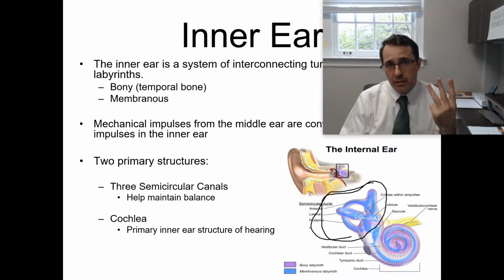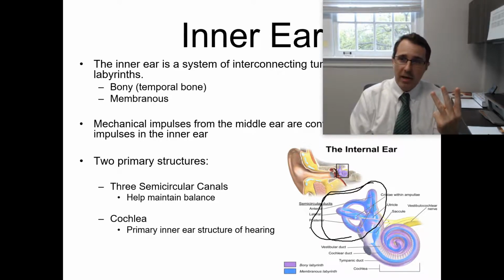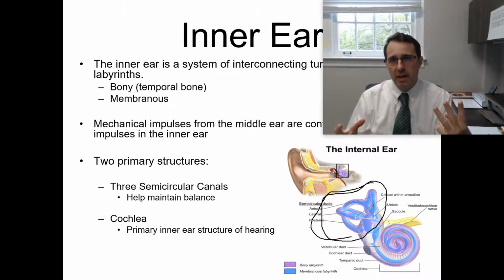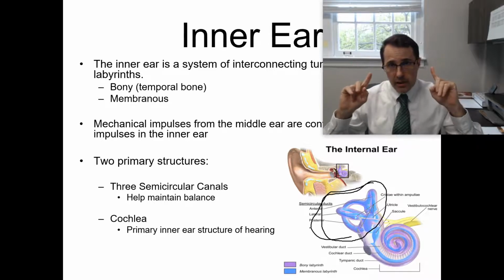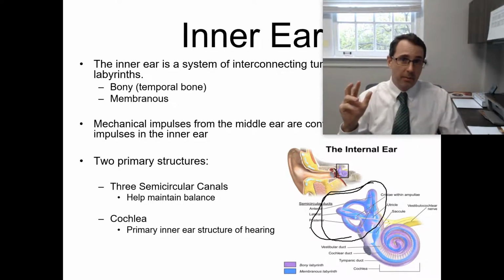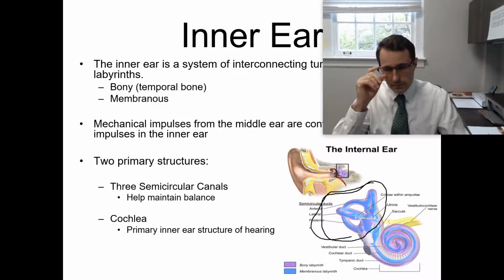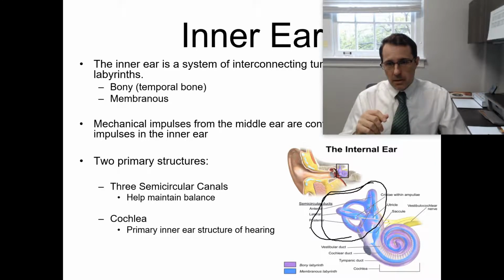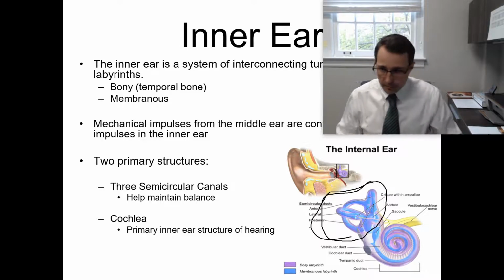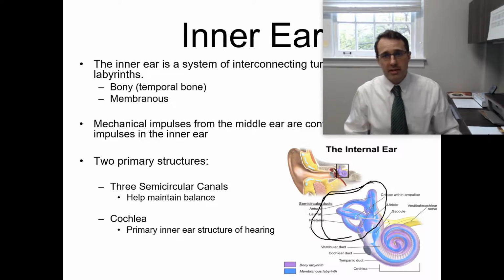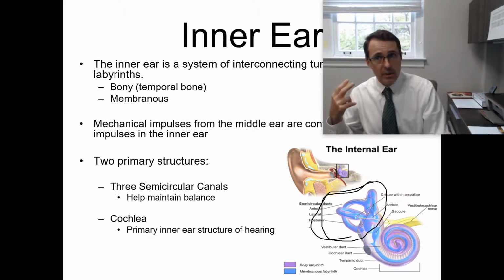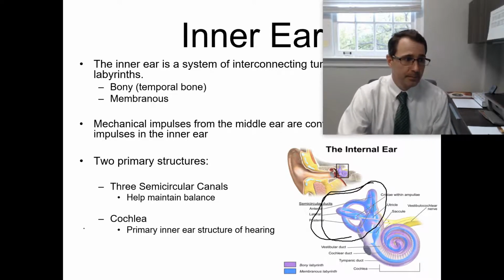You have three parts of your body that contribute to your sense of balance: your inner ear, meaning your semicircular canals, your eyes, and your brain. So if someone is having balance problems, it has to be one of three things. It has to be a problem with their eyes, a problem with their inner ear, or a problem with their brain.